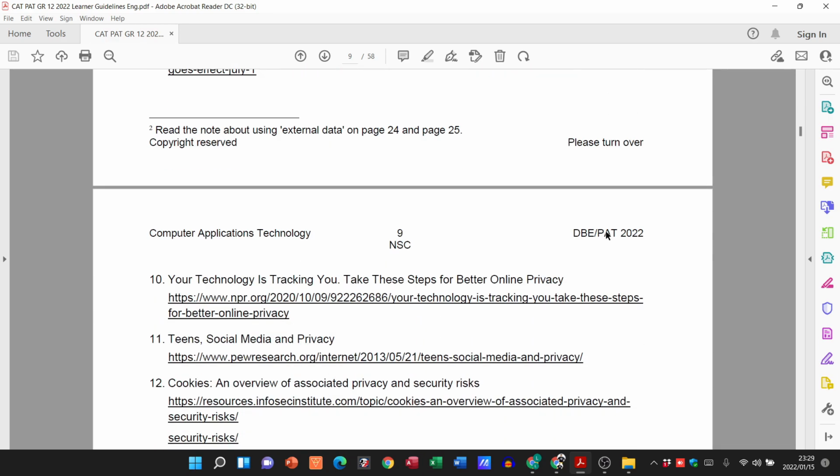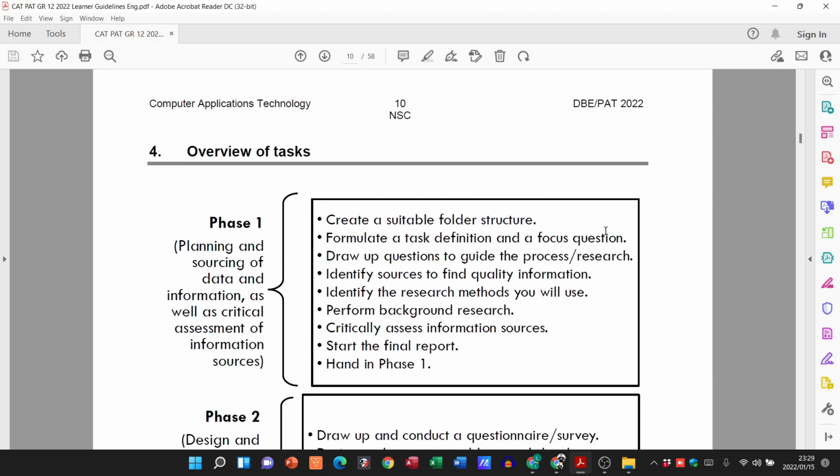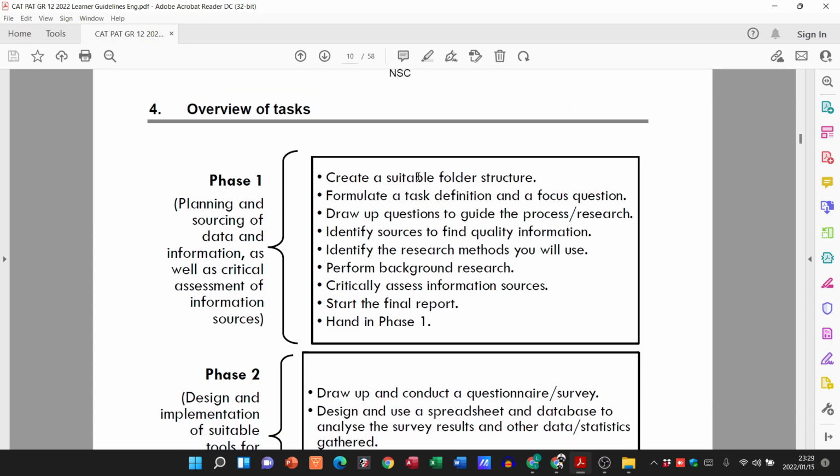Okay, so guys, I hope you are with me here. You can see all the links that they give. That's fine. There they give us our overview. This is like we've done every single year. Phase 1, you're creating the folder structure, putting in your task definition, all those different things over there.